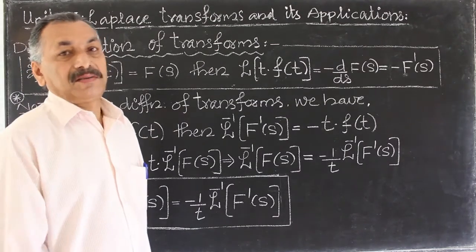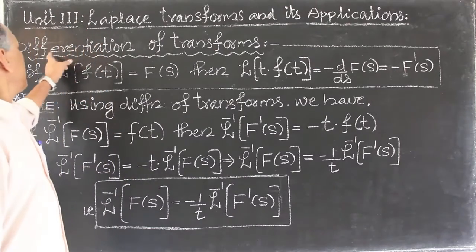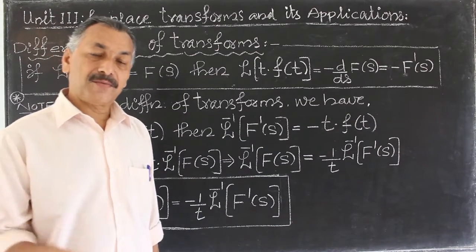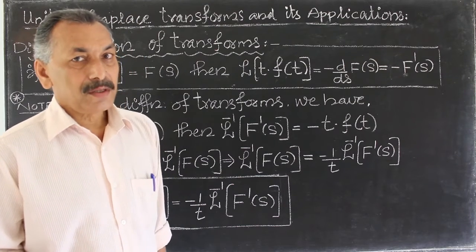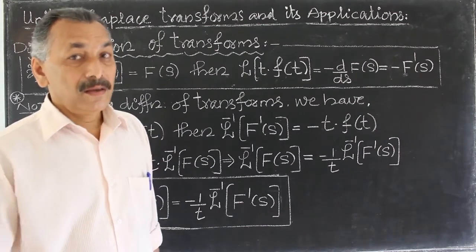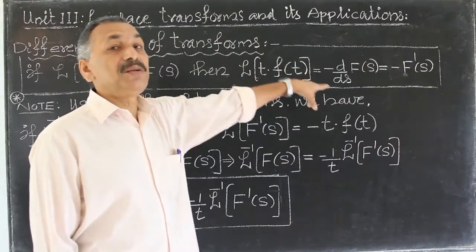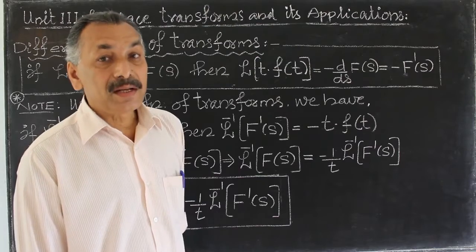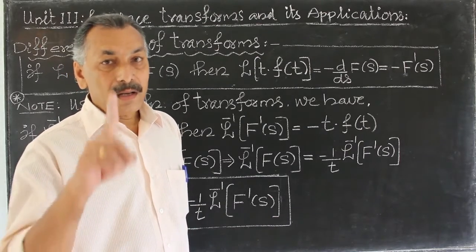Consider another very important result. What do we mean by differentiation of transforms? Differentiation of transforms means if L of f of t is equal to F of s, then L of t raised to n into f of t is equal to minus 1 raised to n into the nth derivative of F of s, that is, d raised to n divided by ds raised to n of F of s.